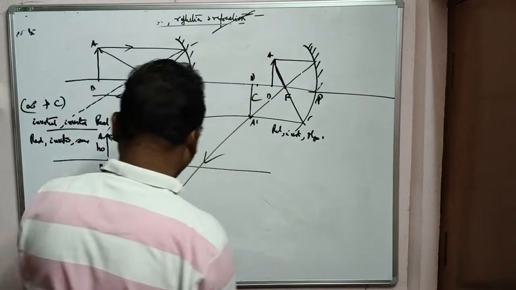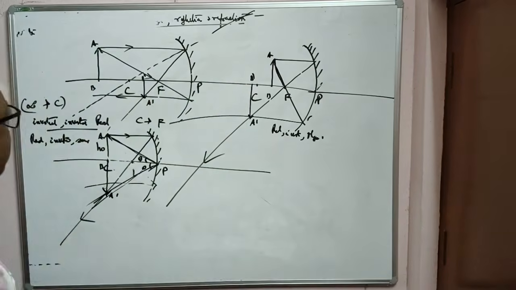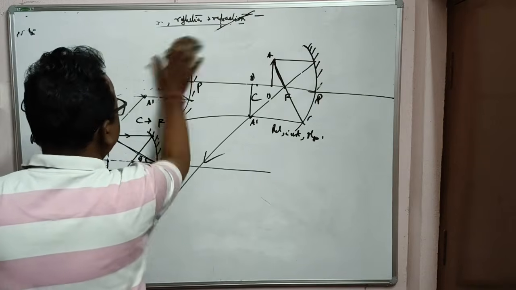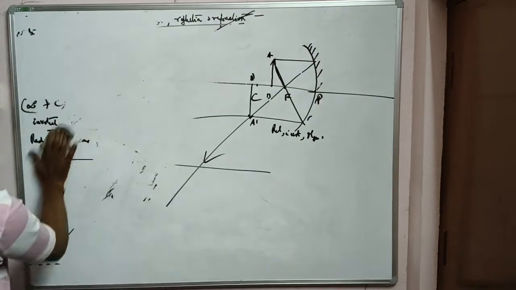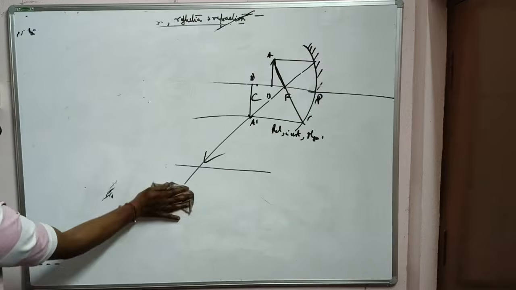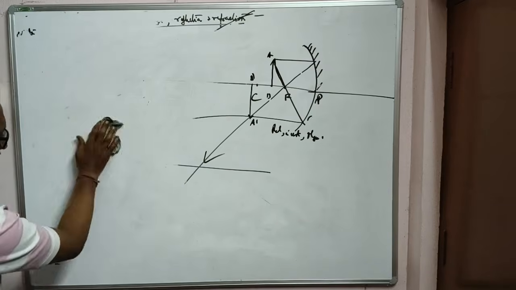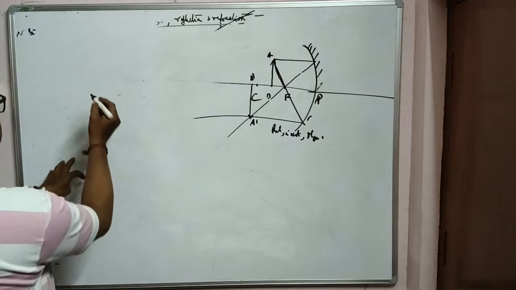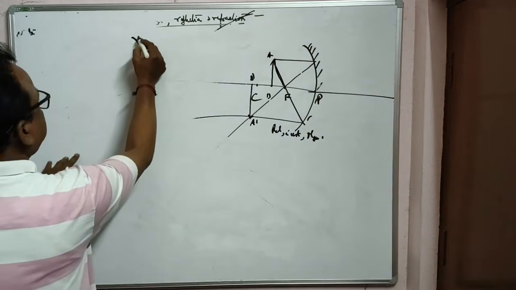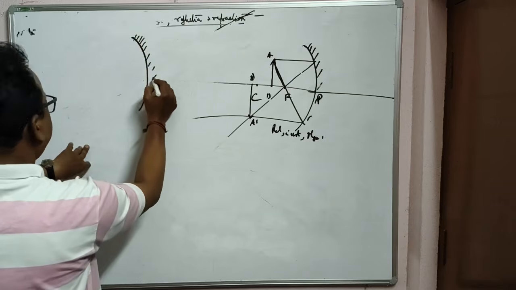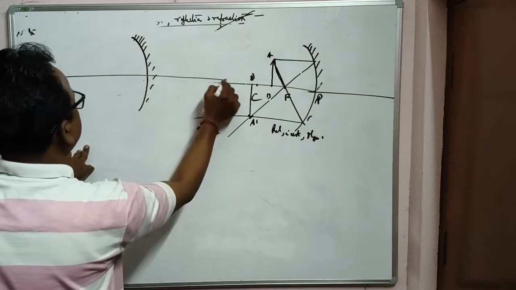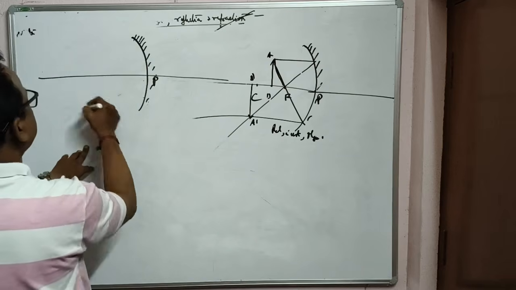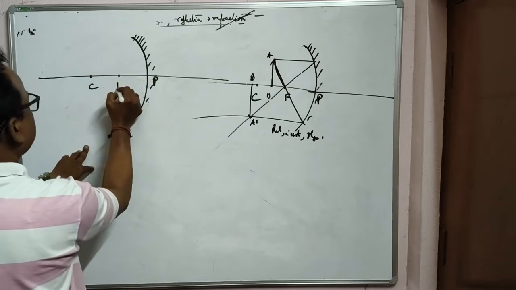Now you can try with focus. Image at focus, object at focus. So like that you can draw different figures regarding concave. Maximum in concave you will get real and inverted images. Real, inverted. Okay. Now you can try for the next one. You can try for the next figure, that is, you can see pole, center, focus.